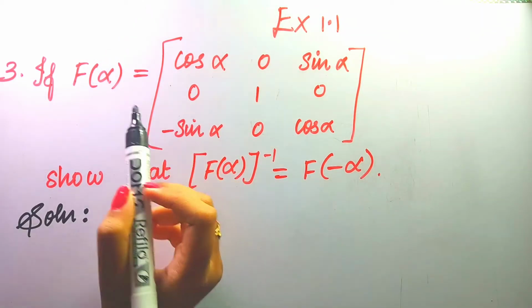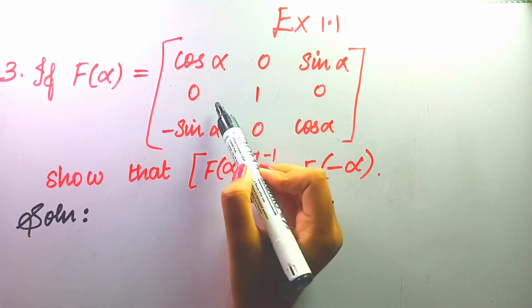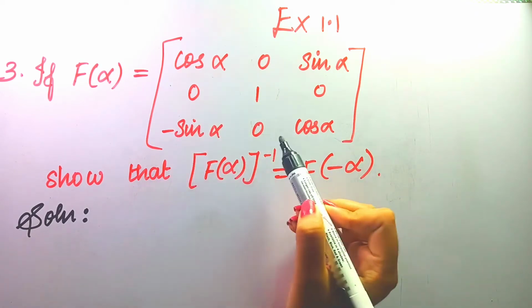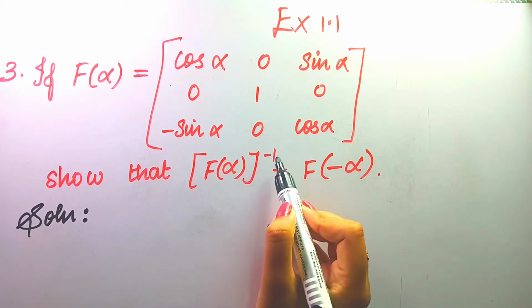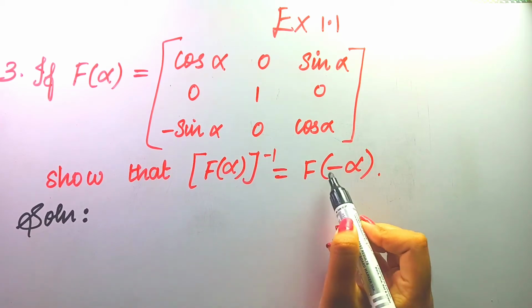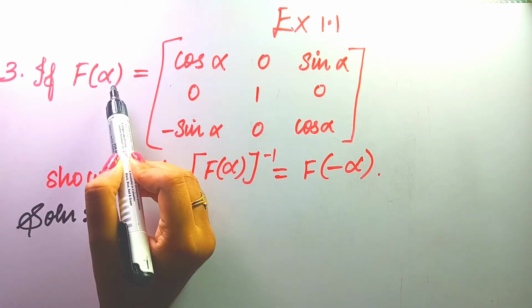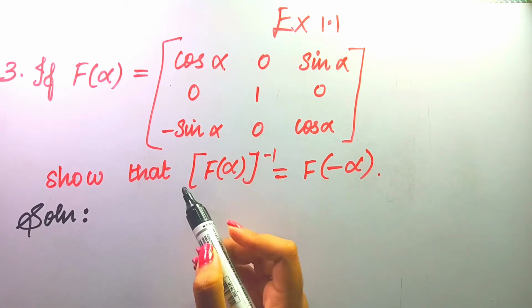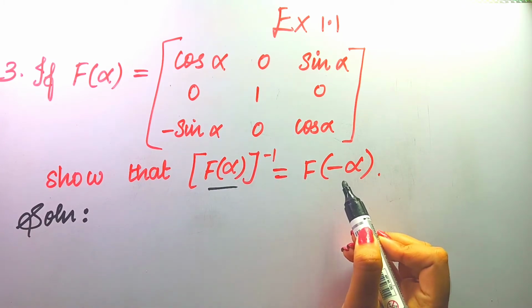So start pannalaama? If f of alpha is equal to the matrix cos alpha 0 sin alpha, 0 1 0, minus sin alpha 0 cos alpha, show that f of alpha the whole inverse is equal to f of minus alpha. So they have given a matrix called f of alpha, and then we have to prove that f of alpha the whole inverse is equal to f of minus alpha.